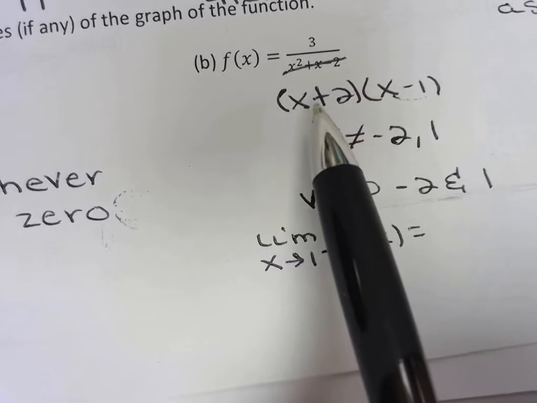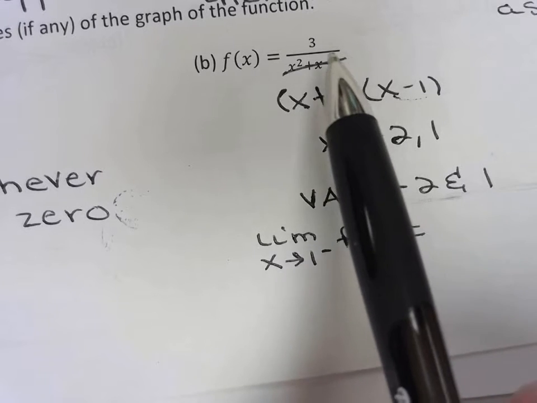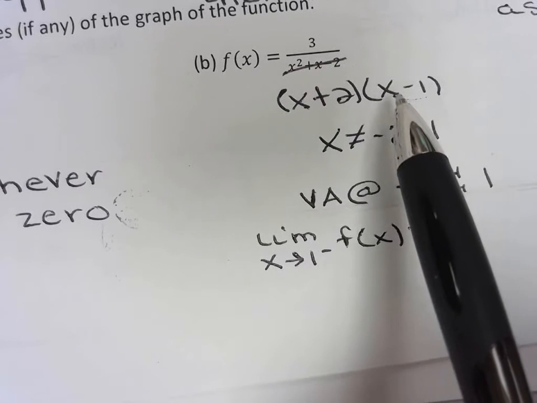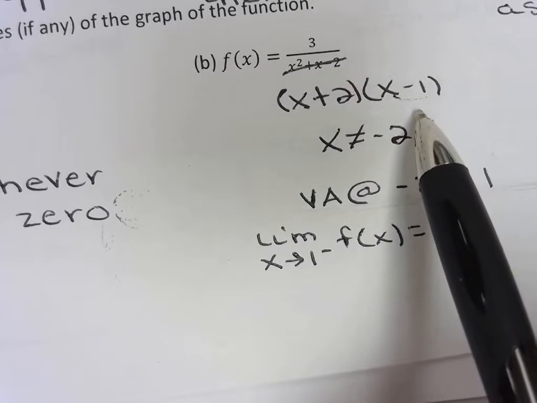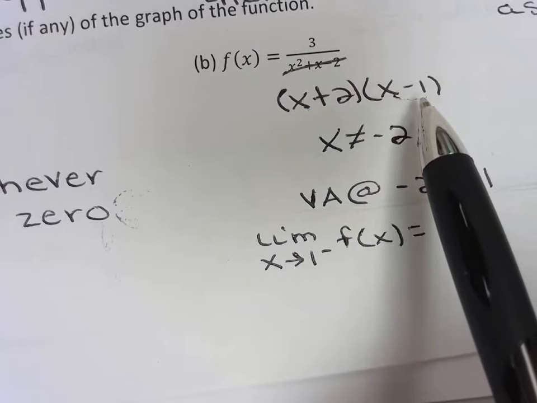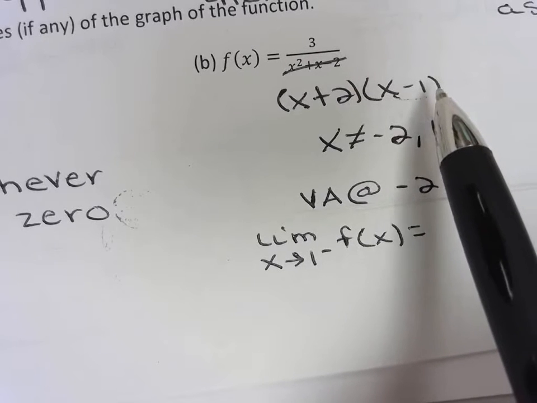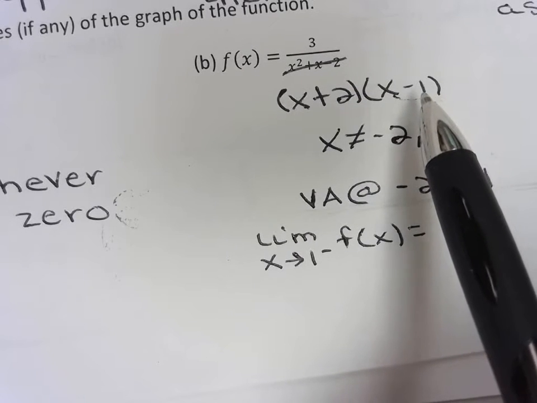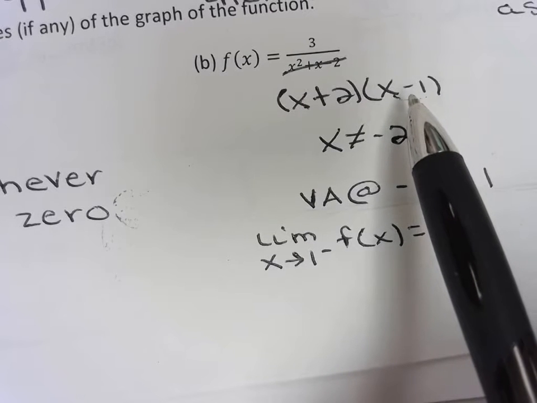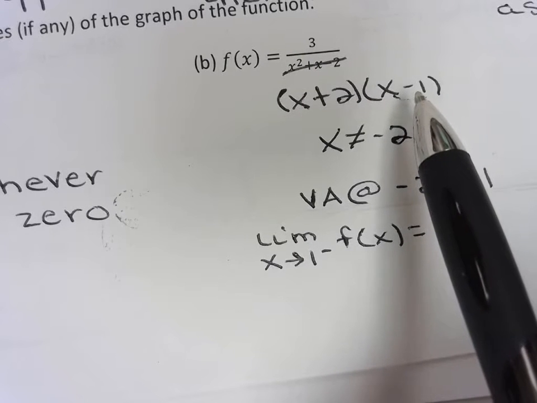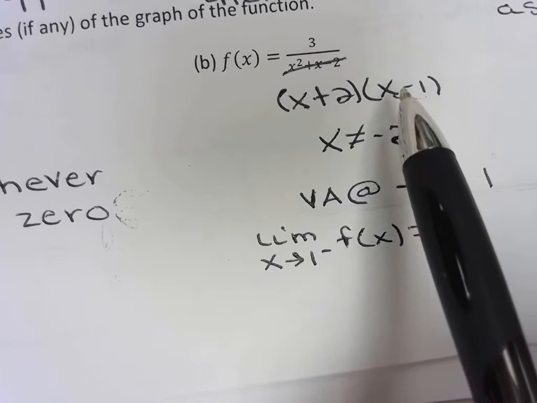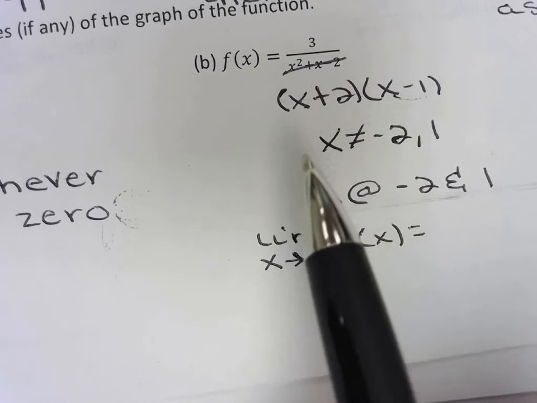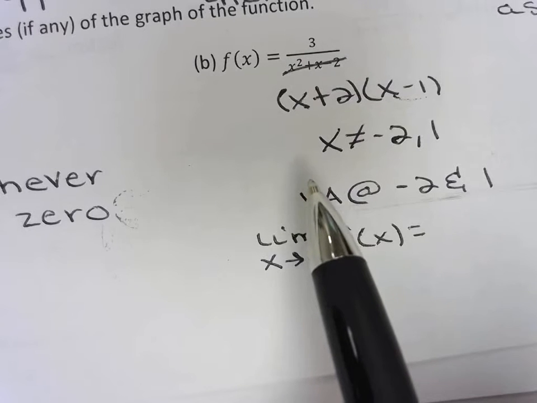If I plug in a half real quick, this is 2.5 times negative a half. What's 2.5 times negative a half? I don't know off the top of my head. Someone do it real quick on your calculator. 2.5 times negative a half. Negative what? Negative 1 and 1/4. So I go from 0 to negative 2 to negative 1 and 1/4.